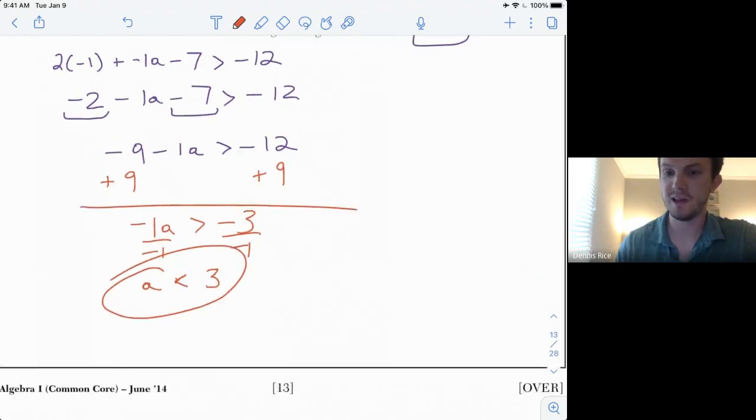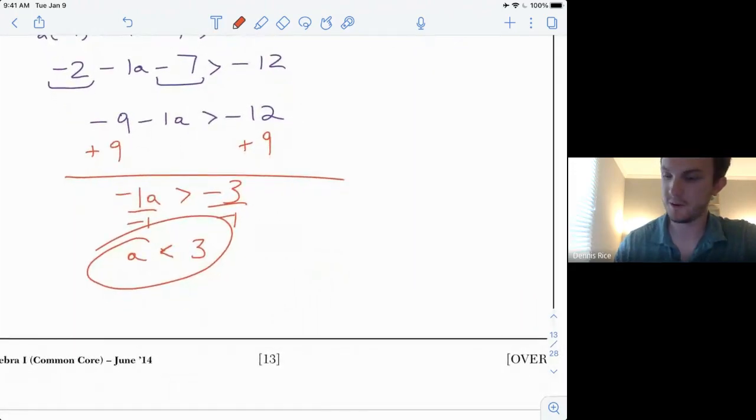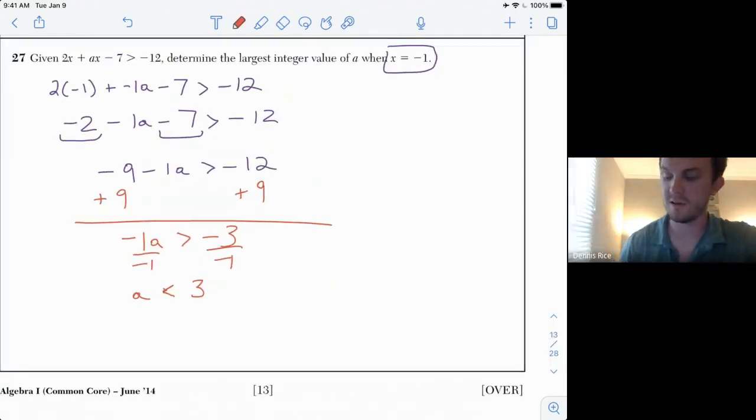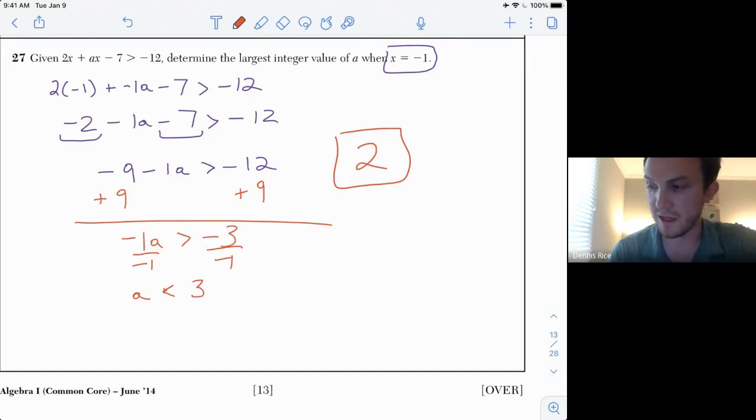The question actually says, what's the largest integer? So if my solution is a is less than 3, what's the largest integer that satisfies this? Be careful, 3 is not less than 3. It's 2. Don't say 2 point something. I've seen people answer this question with 2.999, 2.9, which are obviously not integers. So we have to round down all the way to 2. If it was equal to, we could say 3, but 3 is not less than 3. So the answer to this 2-point question, a little weird, is 2.